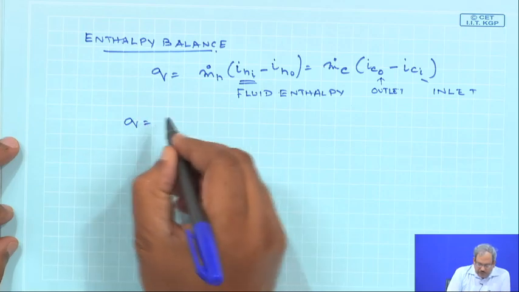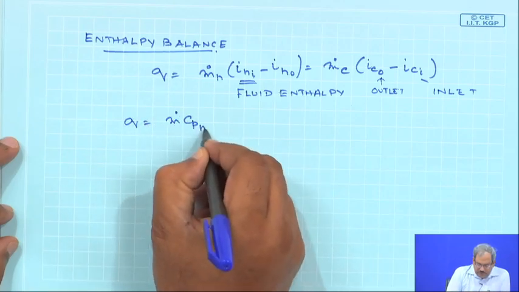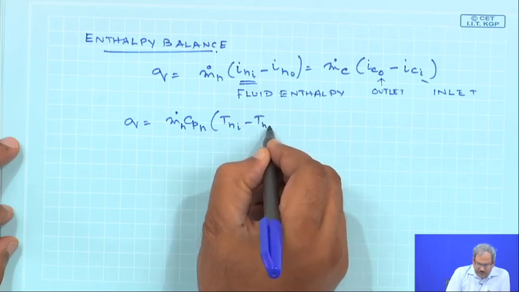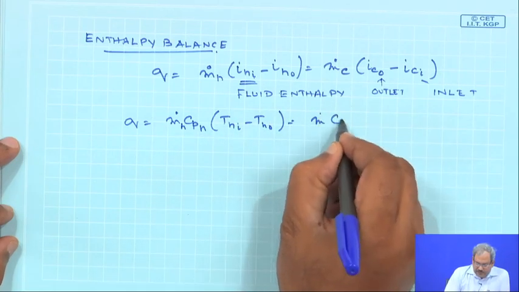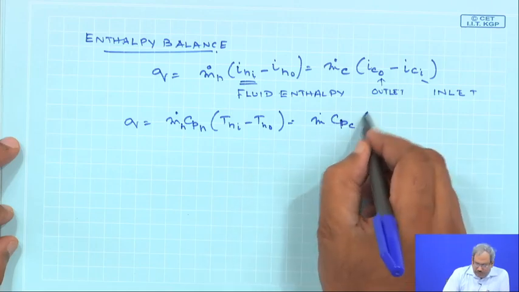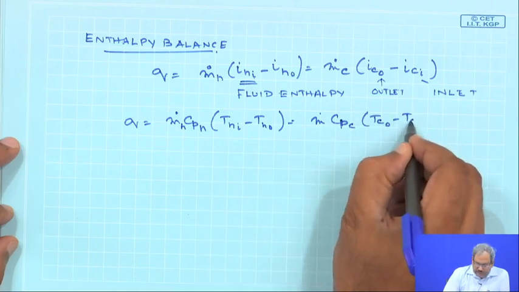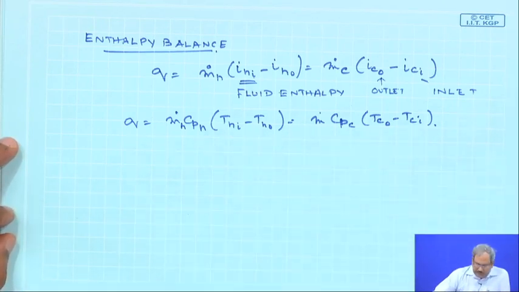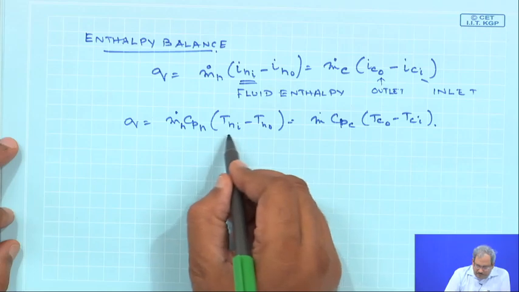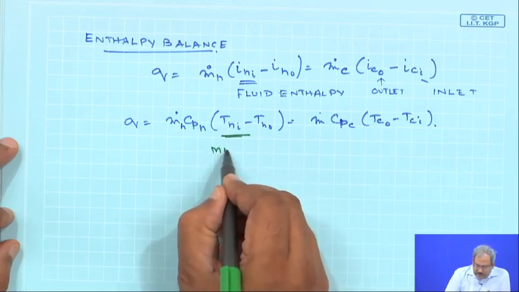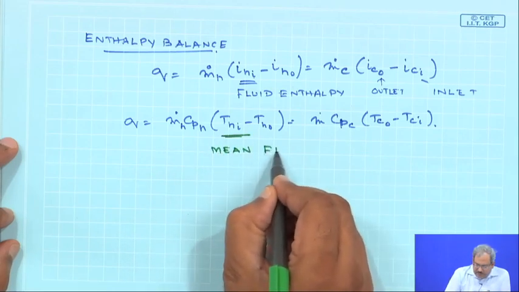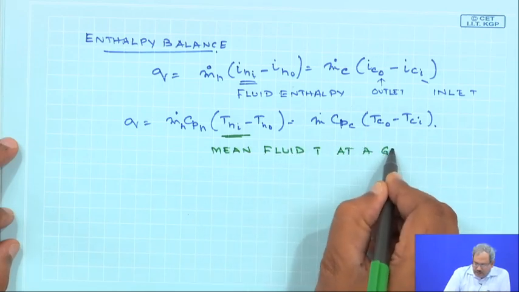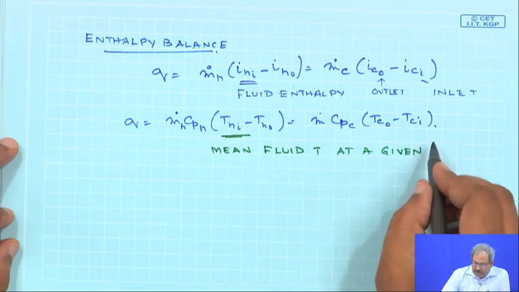So, in other words, you can express it as m dot h Cph (T_h,i minus T_h,o) equals m dot c Cpc (T_c,o minus T_c,i). Okay. So, the temperatures that I have used here are mean fluid temperatures. All temperatures are mean fluid temperatures at a given location. It is not a point value, it is just the area average value.